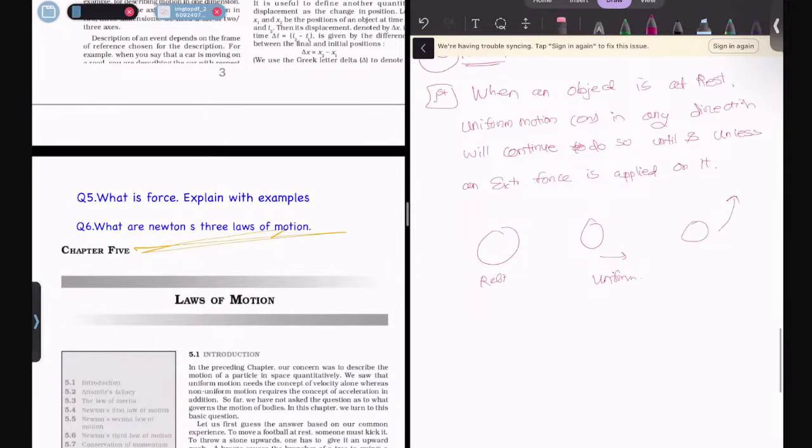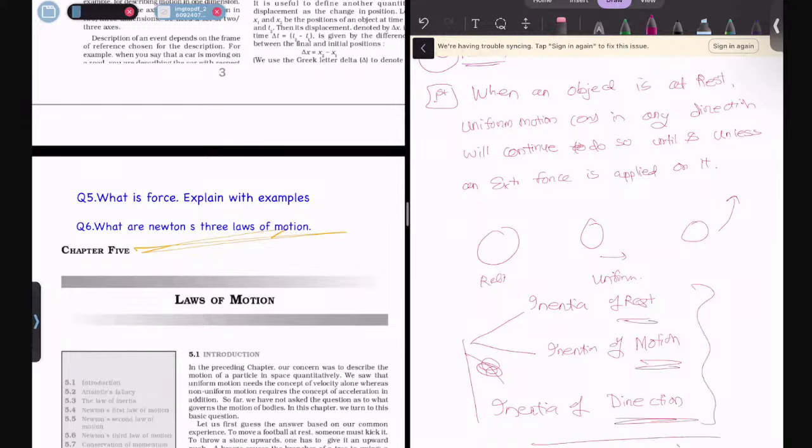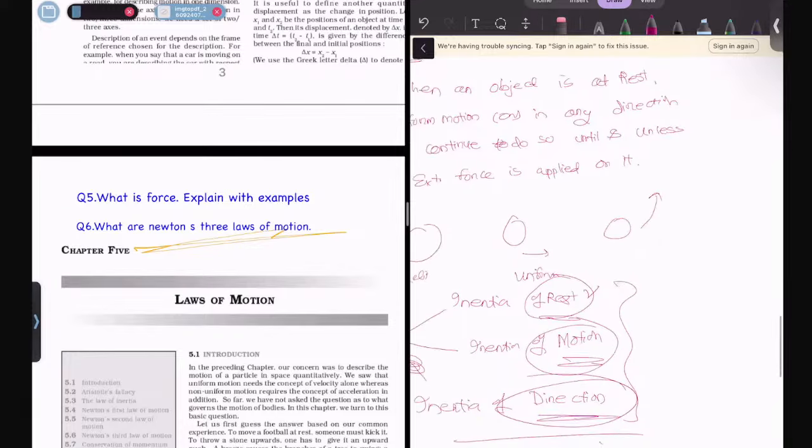Okay, so it actually has 3 parts. If you want to learn, the first part is known as inertia of rest. The second is known as inertia of motion. And the third part is known as inertia of direction. Okay, it has 3 parts. Inertia of rest means when the object is at rest, until and unless an external force is applied, it will be at rest. When an object is in motion, it will be in motion until and unless an external force is applied. Direction is the same. You can understand the example of this also.